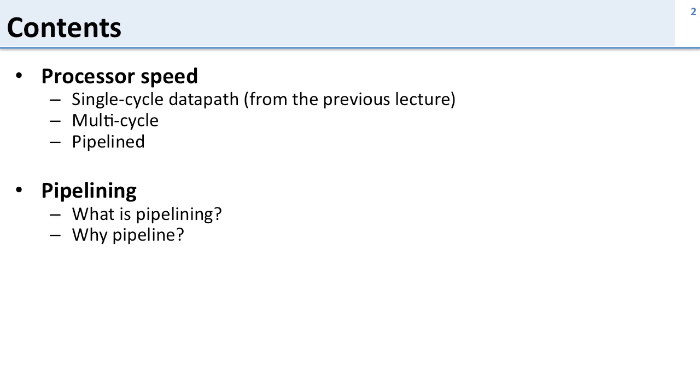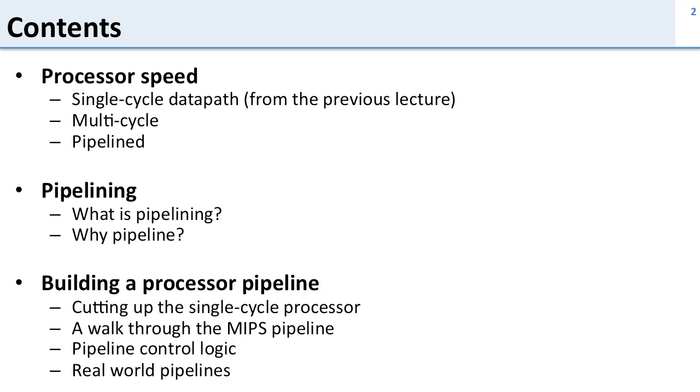From there we're going to talk about pipelining, what it is, and give some examples of how pipelining is used, and then we're going to motivate why we want to use pipelining. And that's of course going to be to get better performance. Finally, we're going to talk about how you build the processor pipeline.